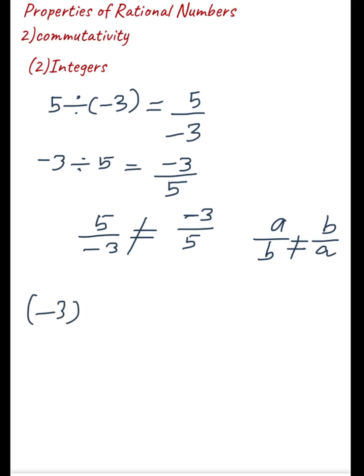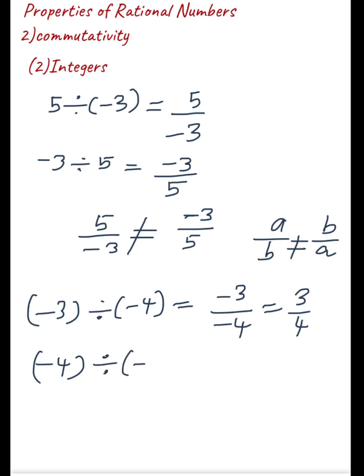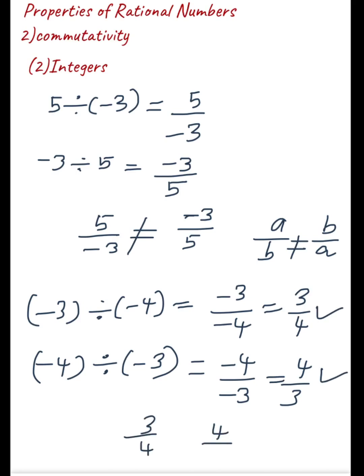Okay. Or you can take more examples. Suppose minus 3 divided by minus 4. What's the answer? The answer will be minus 3 by minus 4, or you can say 3 by 4. Okay. Now I am changing its order and dividing. That is minus 4 divided by minus 3. So its answer will be minus 4 by minus 3, or you can say 4 by 3. So in the first case you got 3 by 4 and in the second case you got 4 by 3 and both are not equal. Okay. So you can say that A by B is not equal to B by A, or you can say division is not commutative for integers.